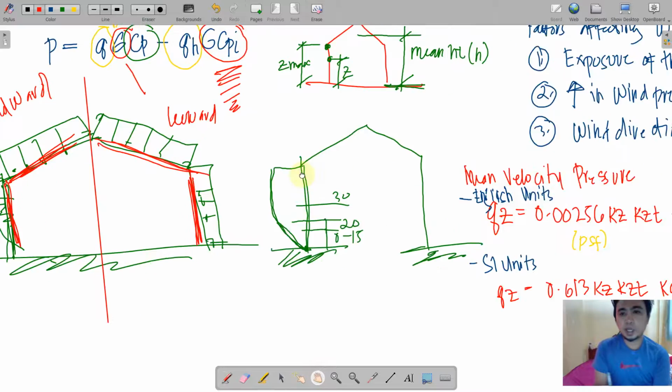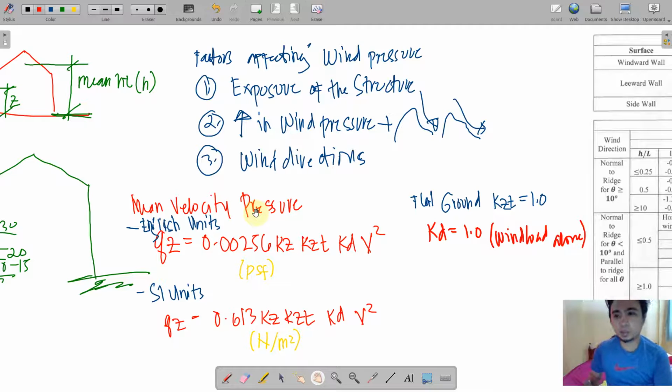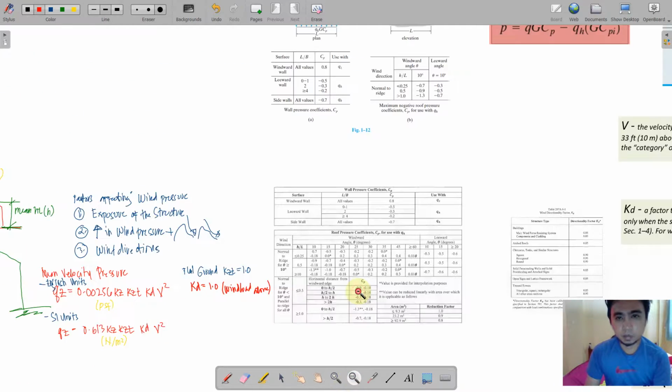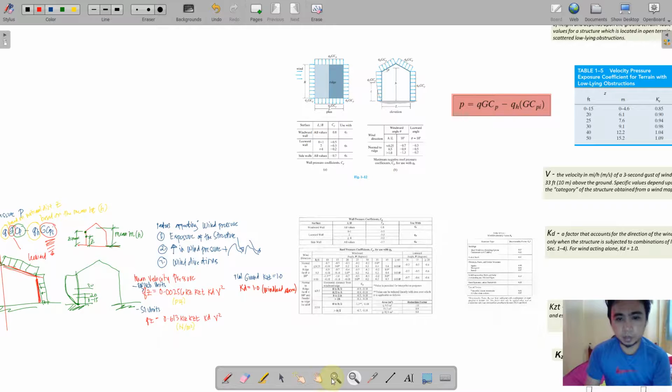So those are defined in the table also involving the internal or pressure coefficient CP. Okay? Ito. So this table.